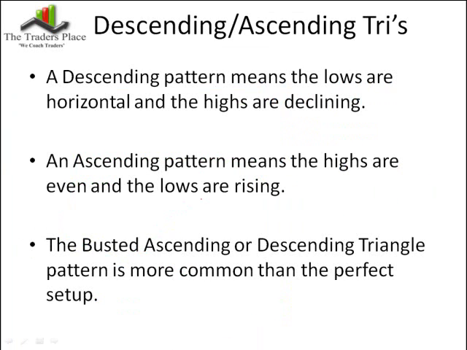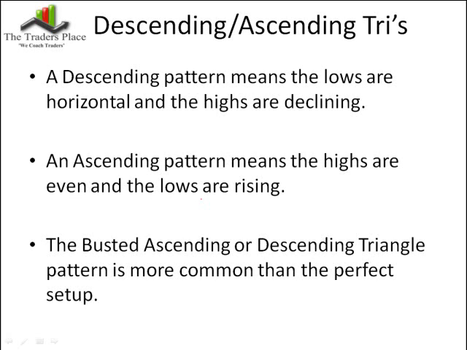The second pattern we're going to have a look at is called descending and ascending triangles. A descending pattern means that the lows are horizontal, in other words, you have a support line, and the highs are declining, so we have lower highs into the apex. An ascending pattern means the highs are even, so we have resistance that is horizontal, and the lows are rising, in other words, rising bottoms.